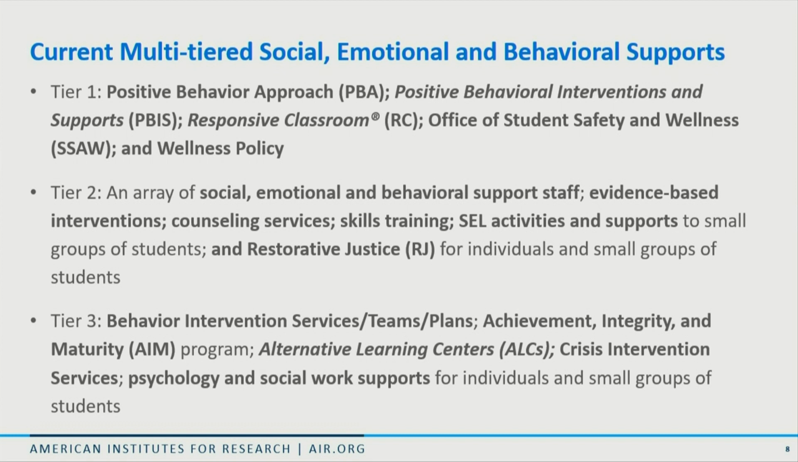At Tier 2, there's an array of social, emotional, and behavioral supports and evidence-based interventions and counseling services and SEL activities with small groups of students, as well as restorative justice. And at Tier 3, you also have behavior intervention services teams, plans, and the Achievement, Integrity, and Maturity Program, and the Alternative Learning Centers, and crisis intervention services, and psychology and social work supports for individuals and groups of students. It's the type of array you would want to have if it's done well.